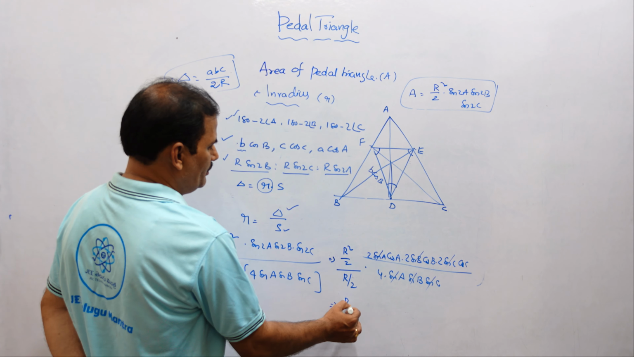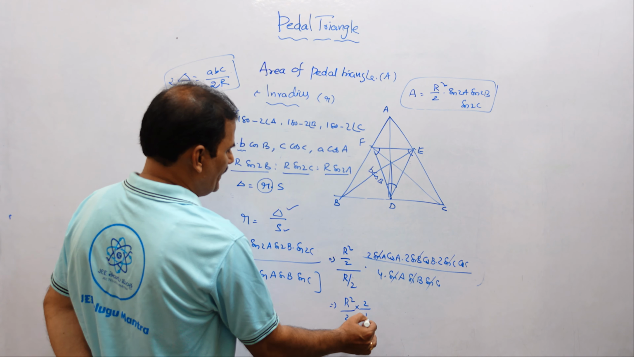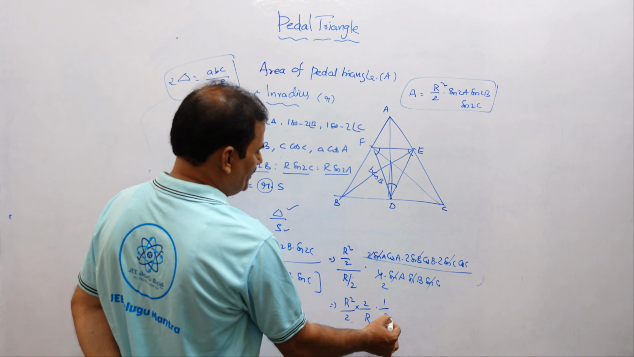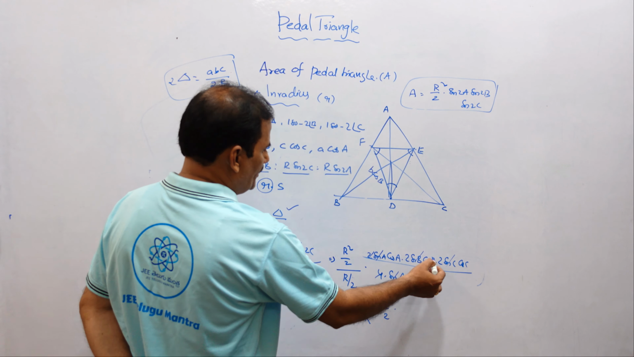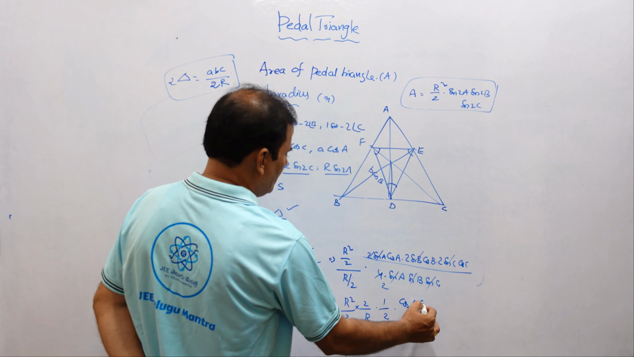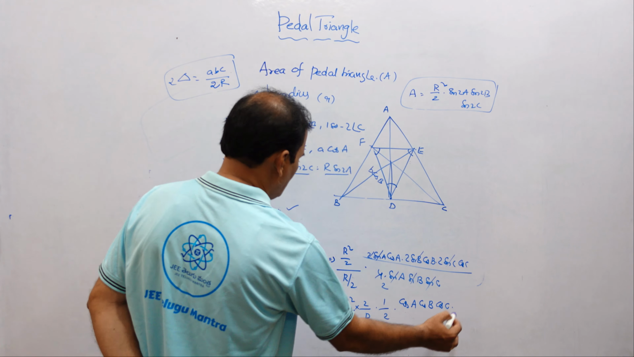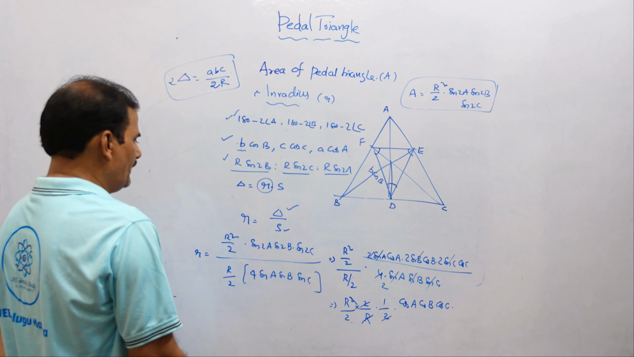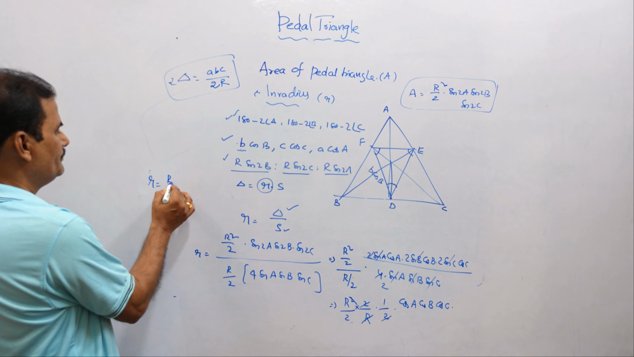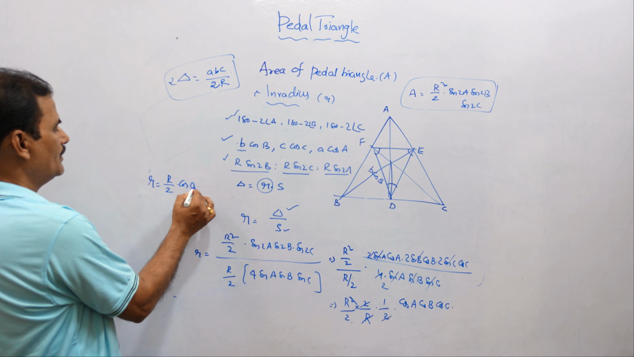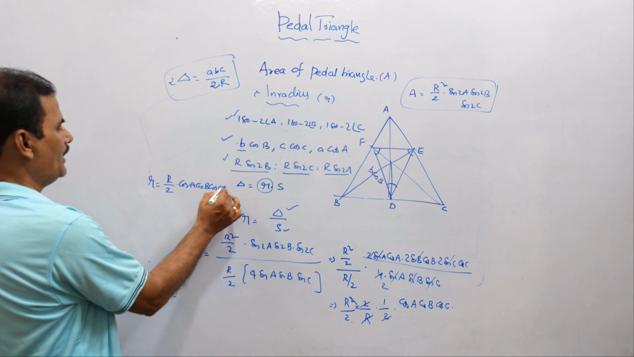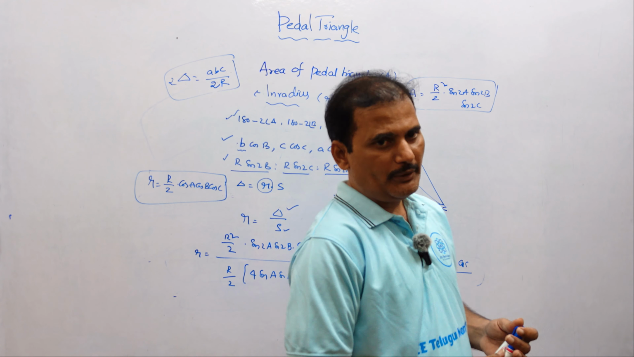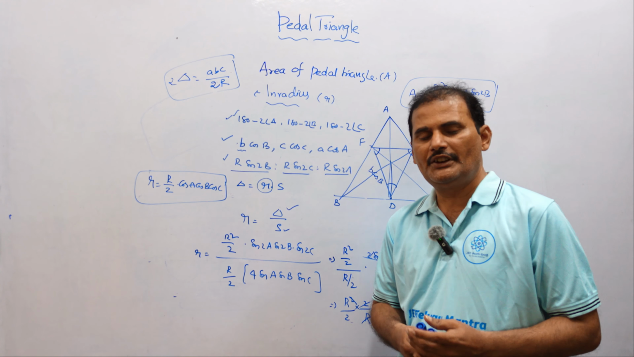Therefore here R square by 2 into 2 by R, 2 cancels, 1 by 2 into cos A, cos B, cos C. Here one R cancels, one 2 cancels. For the final answer, the inradius r is equal to R by 2 into cos A, cos B and cos C.